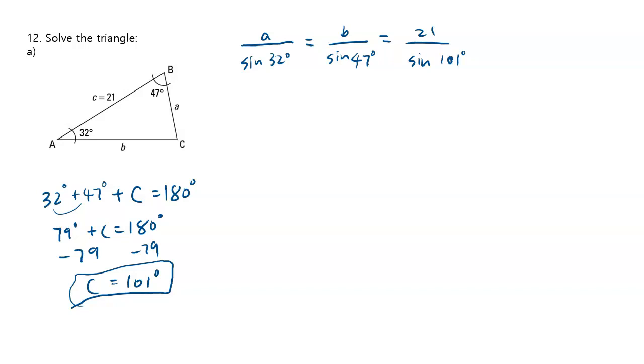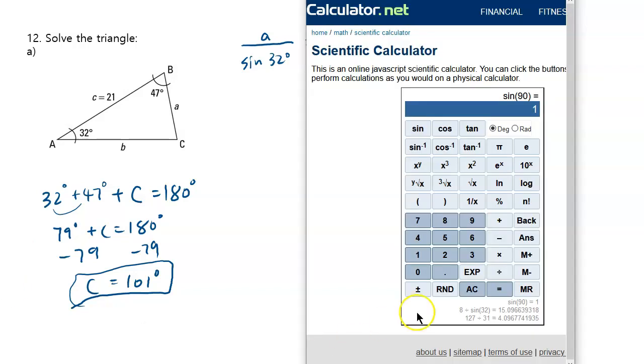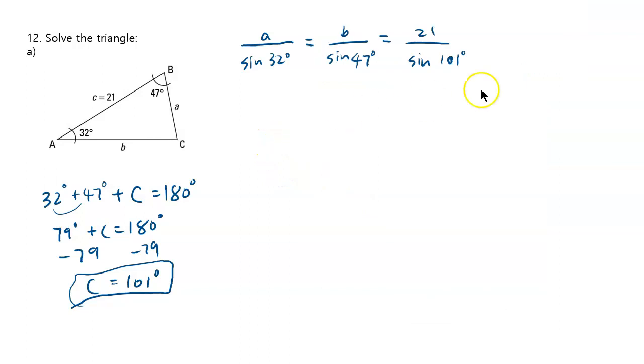And of these three things, only this can actually be calculated. These I don't know what they are, so I'll have to calculate this one exactly. Let's use our calculator. 21 divided by sine 101 is 21.39. Okay, good. So this 21.39 is this value.